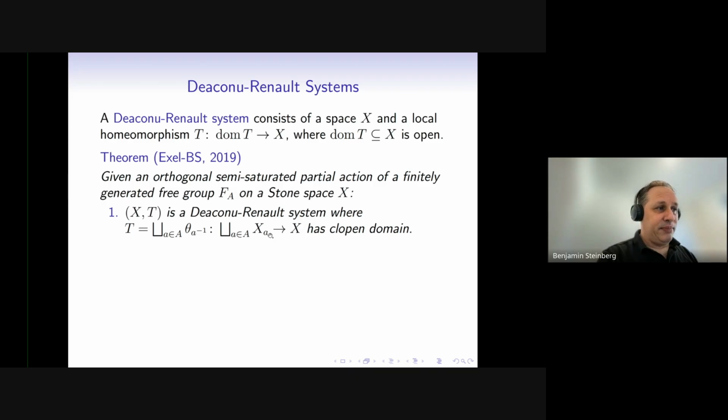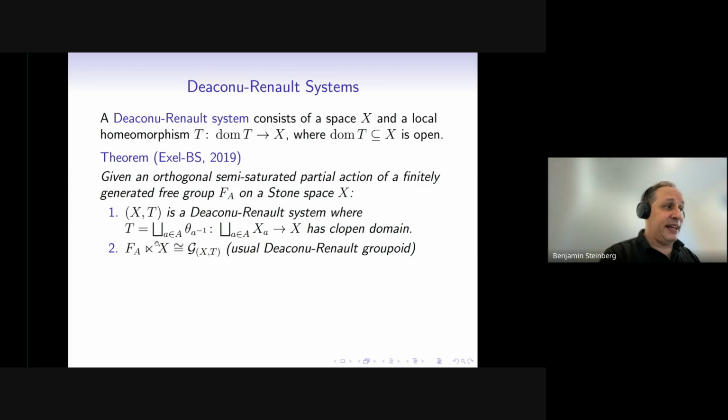So remember, orthogonal means that the domains of the theta A inverses, which are the ranges of theta A, are disjoint. So I can glue them together to a single local homeomorphism. These were all homeomorphisms, so they restrict to homeomorphisms on these sets, so it's a local homeomorphism. And because it's a finitely generated free group, this is a finite union of clopen sets, so it has a clopen domain.